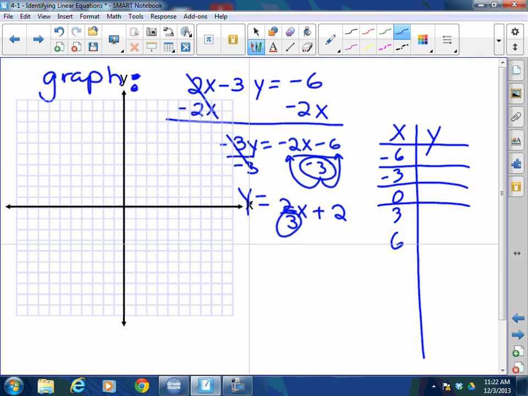Okay, when x is negative 6, you got negative 12 divided by 3, which is negative 4, plus 2 is negative 2. When x is negative 3, I got negative 6 over 3, which is negative 2, plus 2 is 0. When x is 0, y is 2. When x is 3, you got 6 over 3, which is 2, plus 2 is 4. And when x is 6, it is 12 over 3, which is 4, plus 2 is 6.